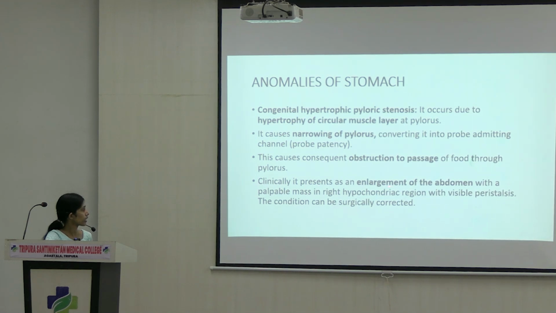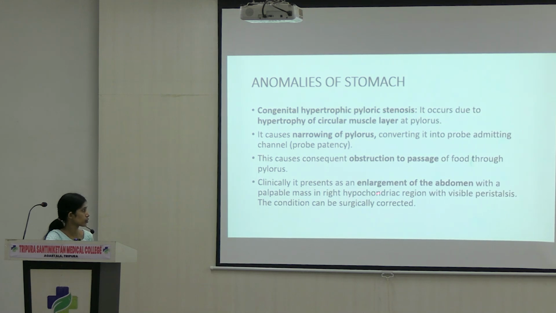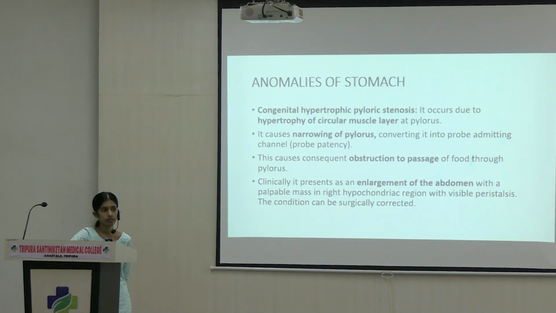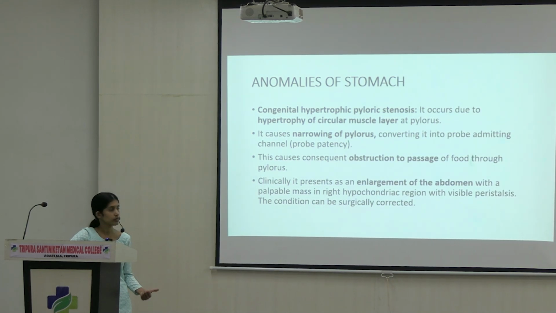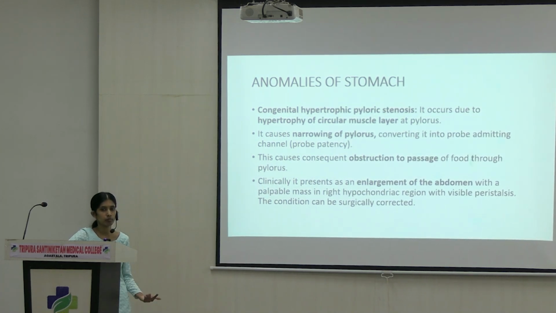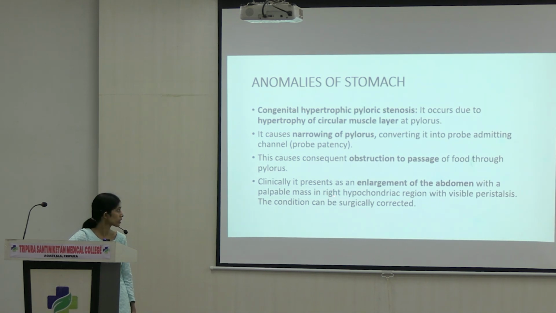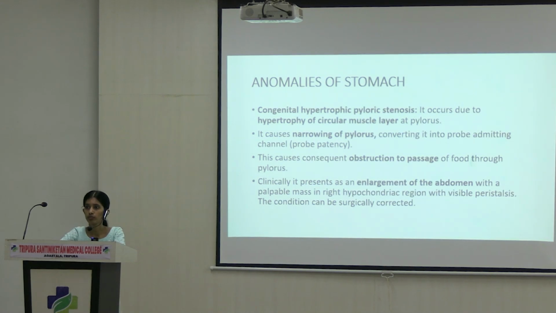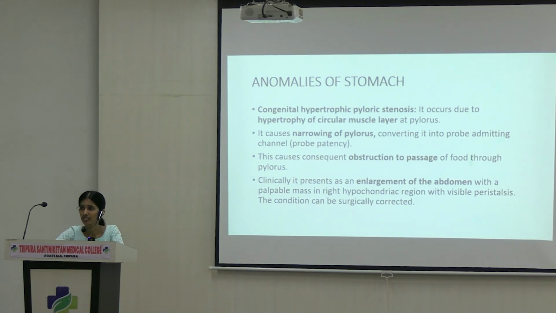Clinically, it represents an enlargement of the abdomen with a palpable mass in the right hypochondriac region. Where we can see the right hypochondriac region? How many regions are there in our abdominal area? Nine. What are those? Right and left hypochondria, then right umbilical. Show me where we can see the right hypochondriac region. Both of you, show me the right hypochondriac region.